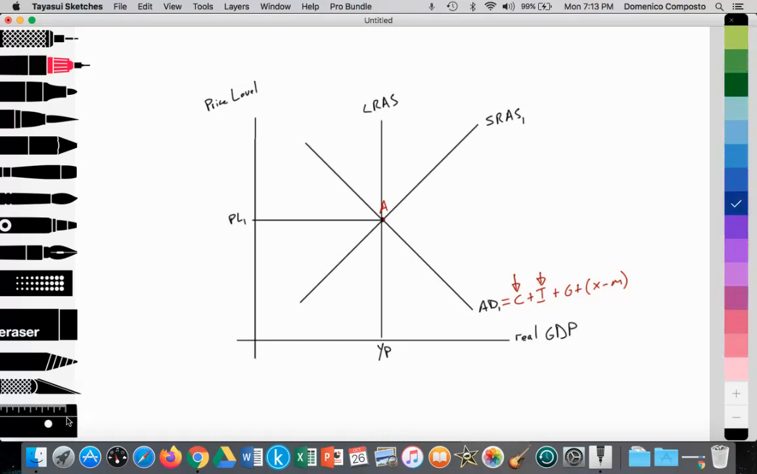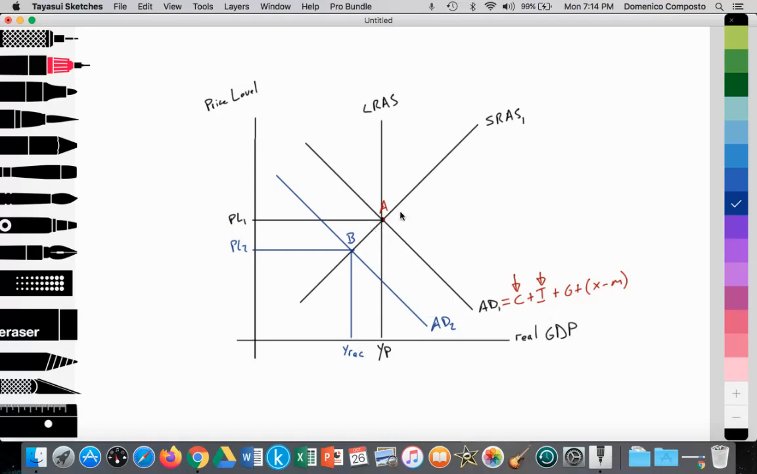Okay, so we have an inward shift of the aggregate demand curve from AD1, let's say, to AD2. And as we've seen in the previous video, that would take us to this point here, point B. The intersection of SRAS1 with AD2 generates a lower price level at PL2, with GDP falling to, we'll call it, Y recession. Income at recession. Income equal to spending equal to output.